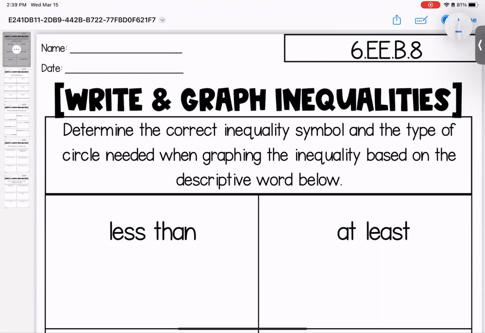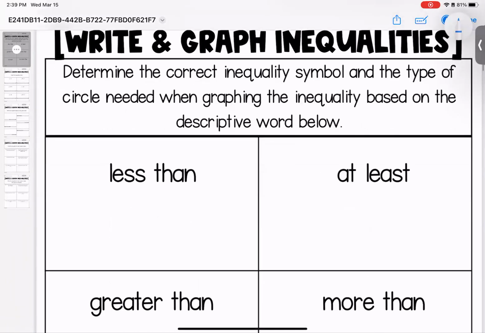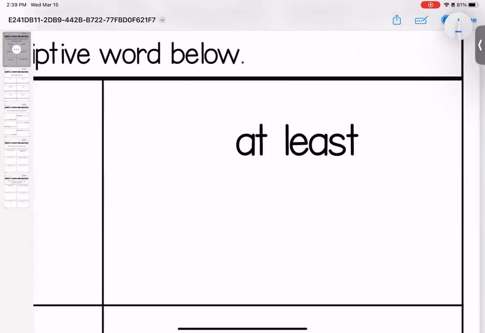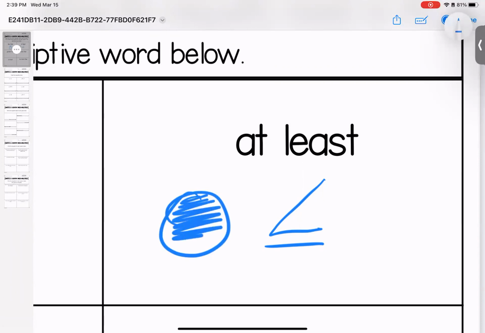Our first page is just making sure that we are familiar with our symbols and the way that we need to use our circles. So if we are talking about less than, if something is less than another, it's going to look like that. And our circle is going to be open because it is not going to be included. At least, if I say at least, I am going to have a bar underneath it because at least would mean that it is equal to, that is going to be filled in for our circle.